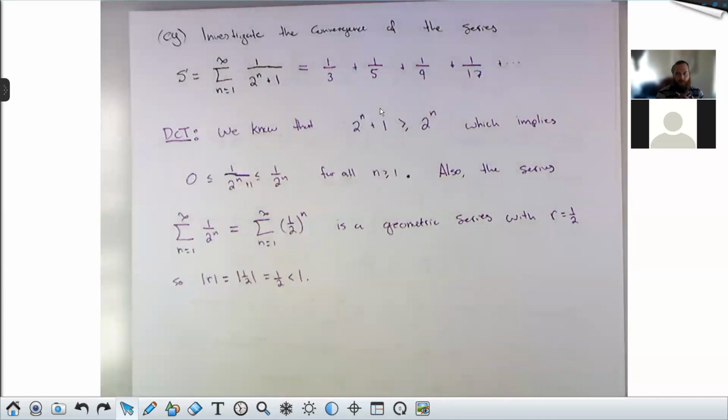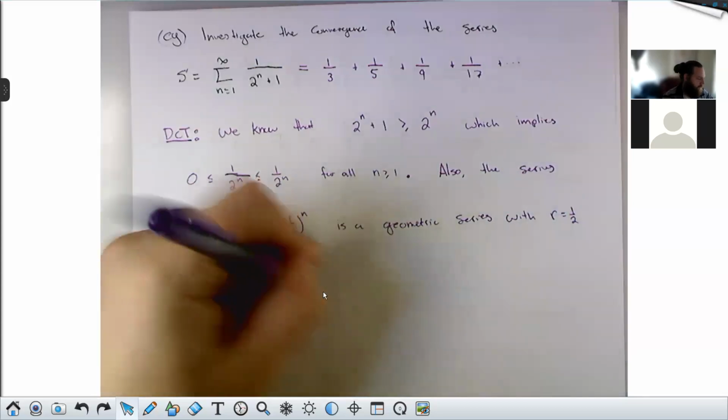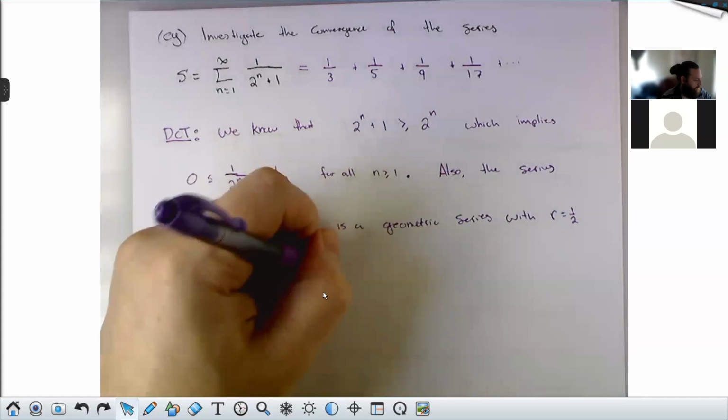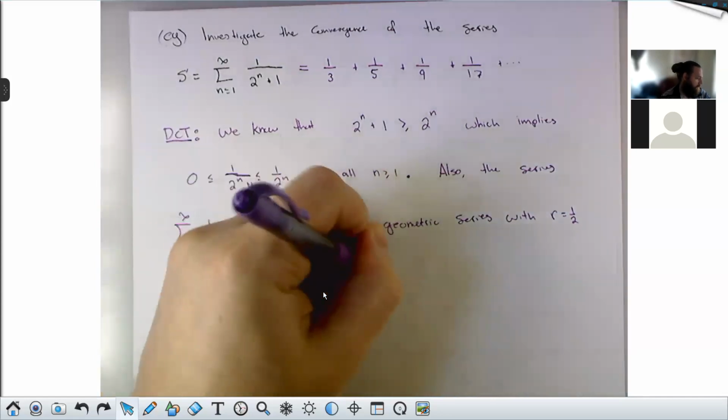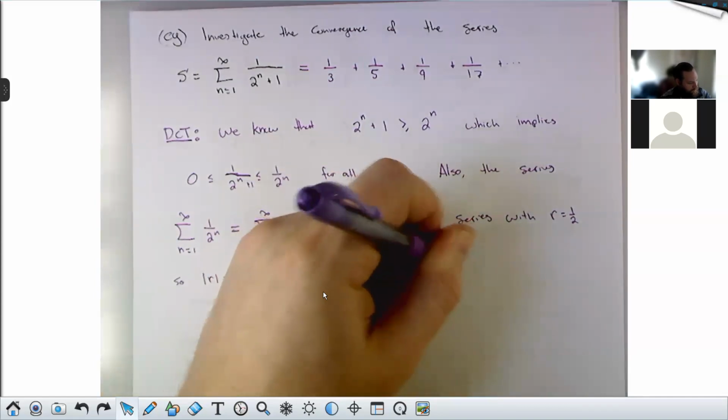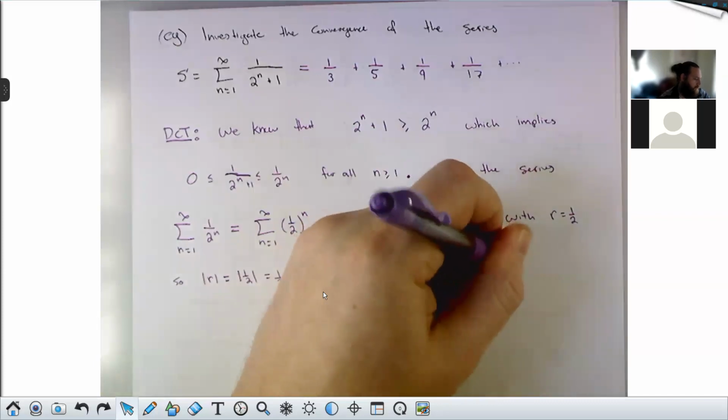The idea is that my series here is not a geometric series. The original series I was given is not geometric. But it is very similar to this series, which is geometric. Now, this geometric series has common ratio 1/2. Since the absolute value of that common ratio is less than 1, the series sigma n from 1 to infinity of (1/2)^n converges.